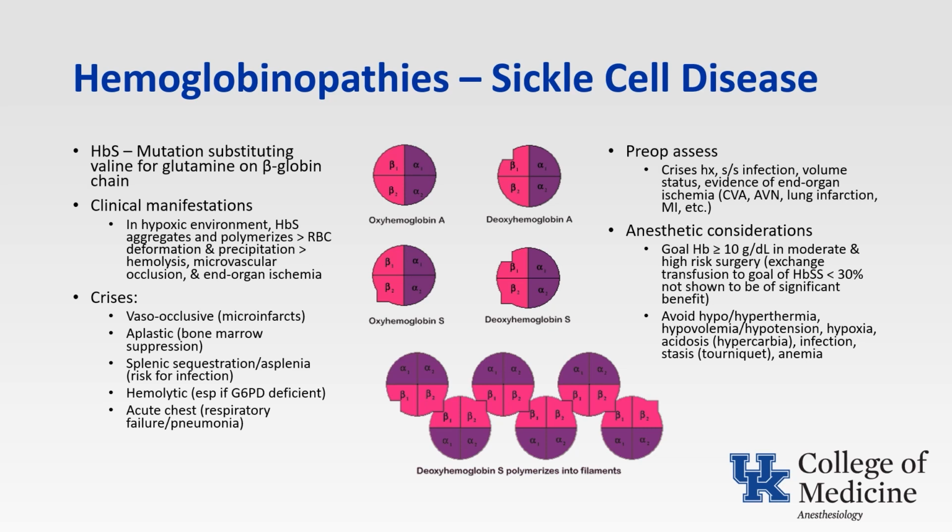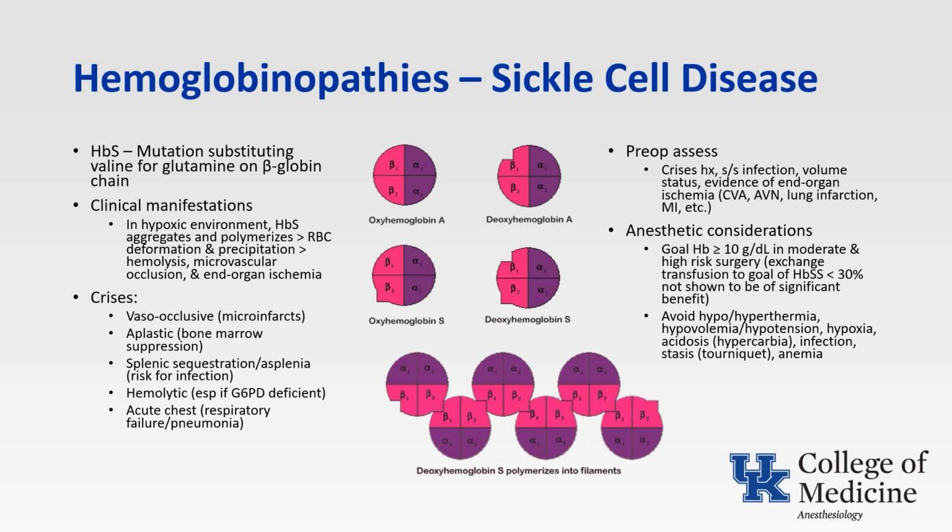So preoperatively, they should be assessed for their crises history. They should be assessed for signs and symptoms of infection, volume status, and any evidence of end-organ ischemia, such as strokes, avascular necrosis, lung infarcts, MIs, etc. Anesthetic considerations for these patients: typically, sickle cell patients are transfused to a hemoglobin greater than 10 prior to any moderate or high-risk surgery.